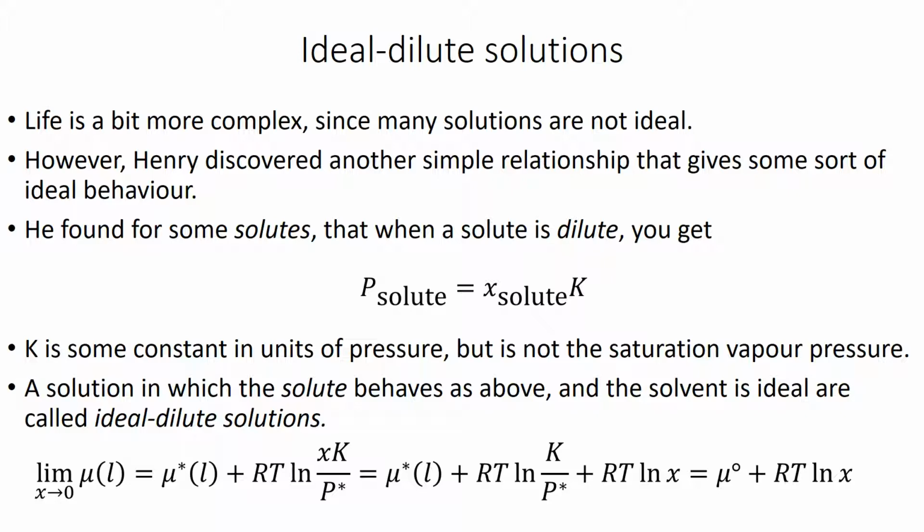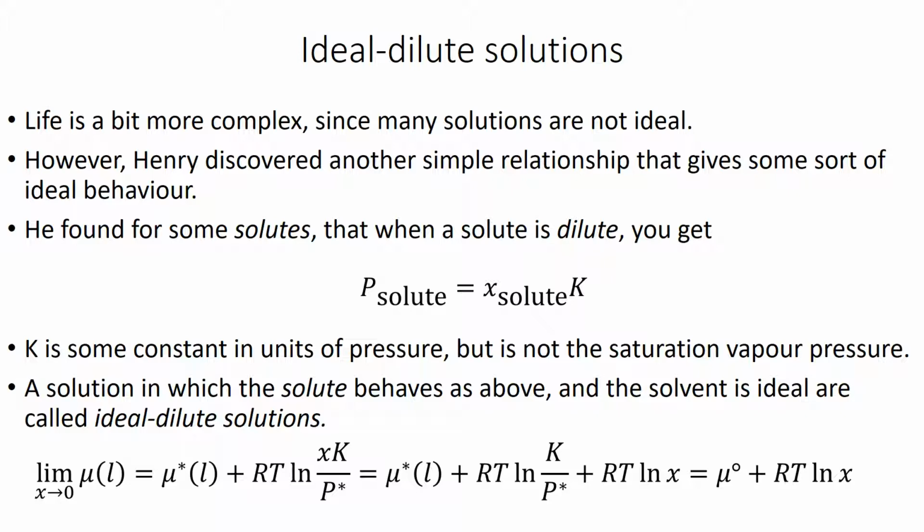As usual, life becomes even a bit more complex, in that you can get something called the ideal dilute solution. So, what is it? Well, basically, it's a solution that is not ideal. So remember, an ideal solution is where both the solvent and solute obey the chemical potential equation that's dependent on mole fraction.